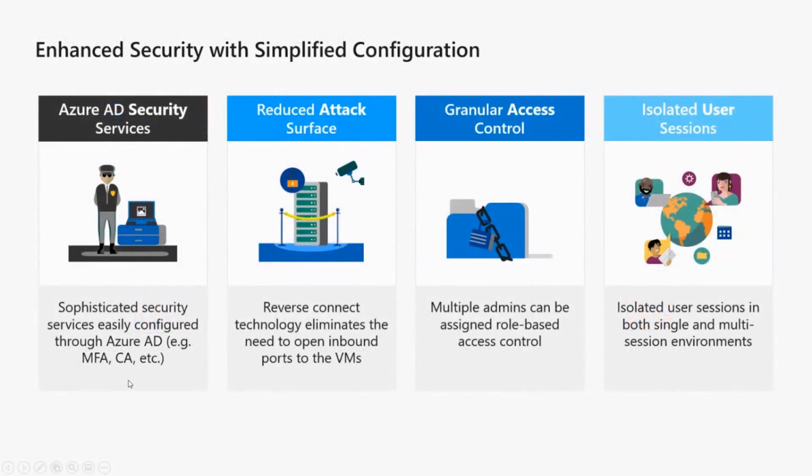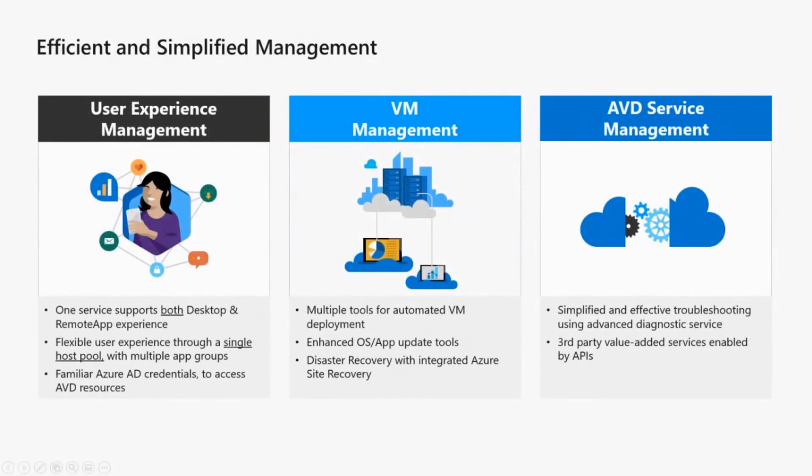Now, when it comes to AVD, we offer various security features, and that is all out of the box, right? You can introduce advanced security as a part of the authentication using multi-factor authentication and certificate services. You can implement fine-grained access control using RBAC. When it comes to user session isolation, whether single or multi-session, every session remains secure. Finally, the connection between the device and the session host is always outbound in the AVD case through reverse connect technology, which further helps in reducing the attack surface. So moving to the next slide.